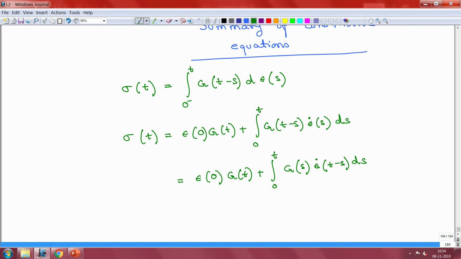So, you can rewrite this entire thing, and then you can also switch these two here. So, instead of epsilon 0 multiplied by G(t), you can make it G(0) multiplied by epsilon(t) and it will still remain the same. So, I will just write it here, you could just switch the order of this.